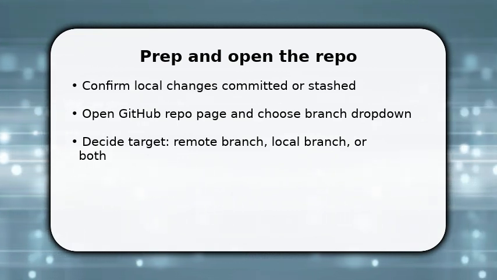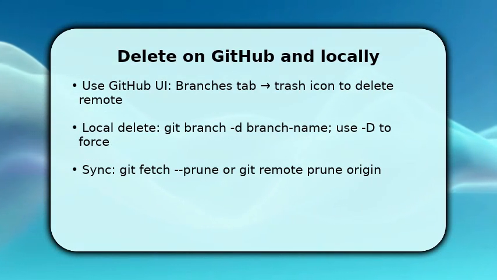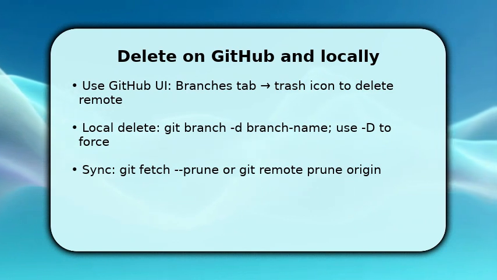On GitHub's website, go to the Branches tab, find the branch, and click the trash icon to delete the remote reference. This removes it for collaborators.